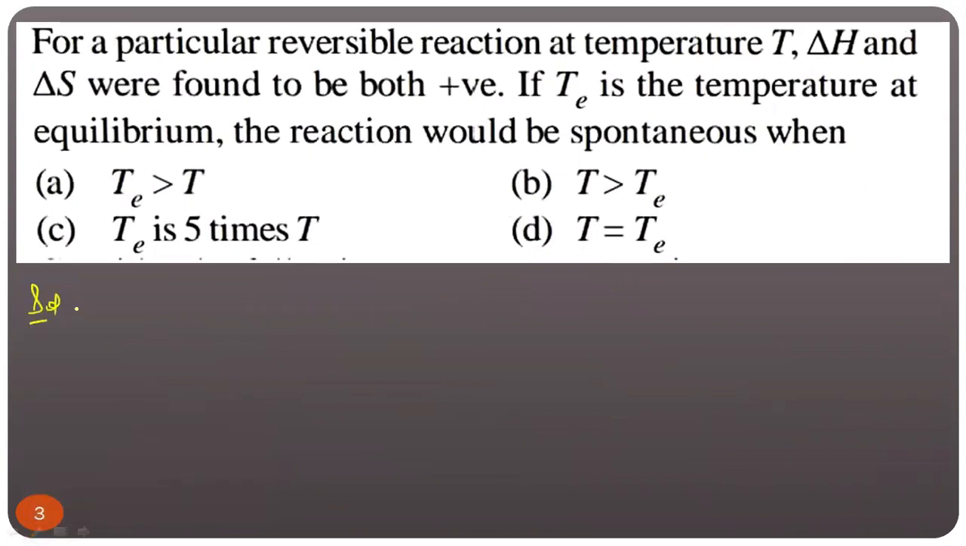Question number 2. For a particular reversible reaction at temperature T, delta H and delta S were found to be both positive. If T is the temperature at which equilibrium is reached, the reaction would be spontaneous.